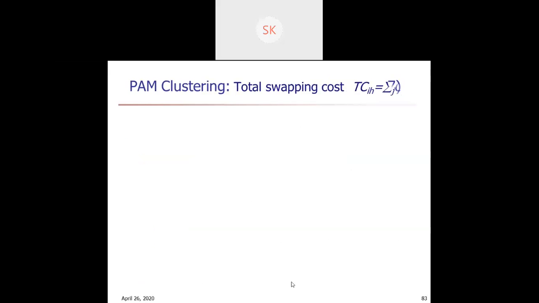The same thing is there, but I have taken this particular slide from a different book, so I have added that here in the presentation. The computation of the total swapping cost TC of I H is equal to the summation over J of C of J I H. Here J is a center of the medoid which we have considered, and J is compared with I and H.